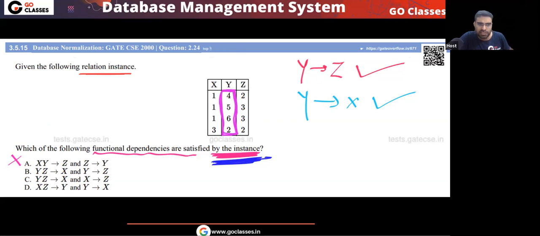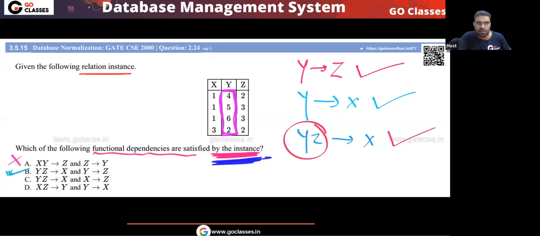Okay. What about YZ determining X? Again, this value does not repeat. You can easily see this YZ combination never repeats because Y does not repeat. Because this combination does not repeat, you cannot create a violation for this functional dependency. So I can say this also will hold. So can I say option B will hold? Option B is correct.